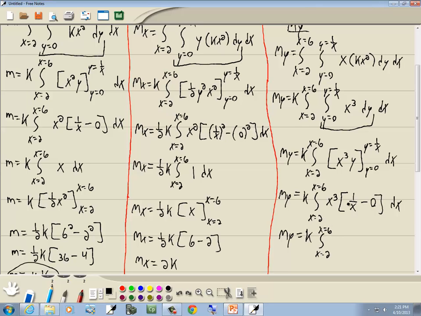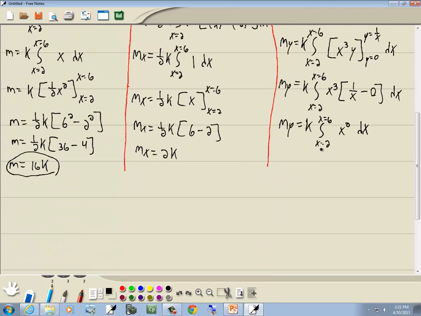Well, 0 drops away. X to the third times 1 over x is x to the third over x, or x squared dx. And now we'll find the integral again.